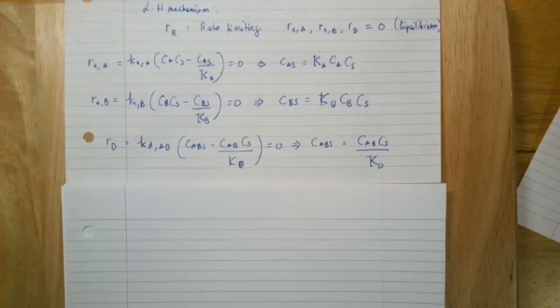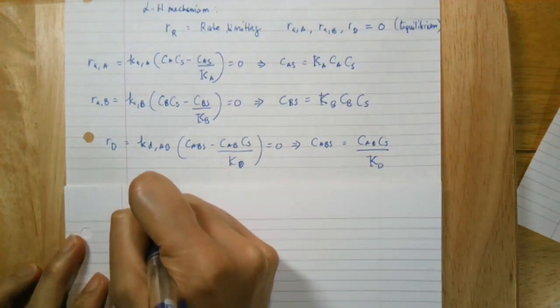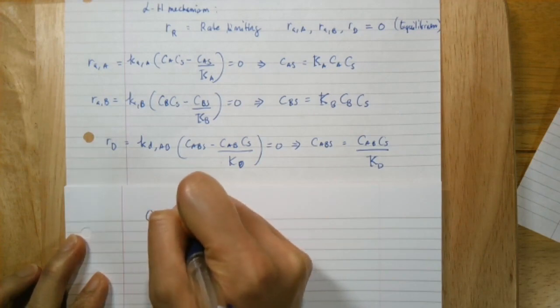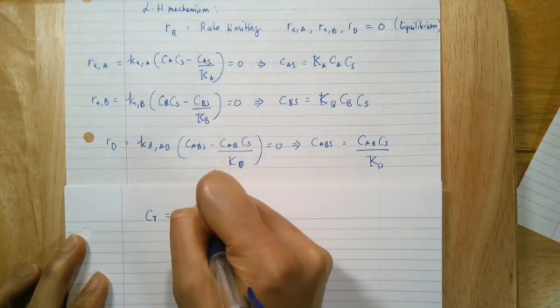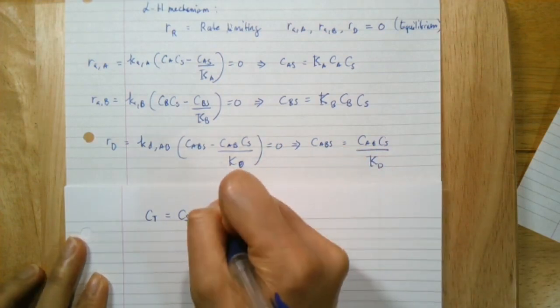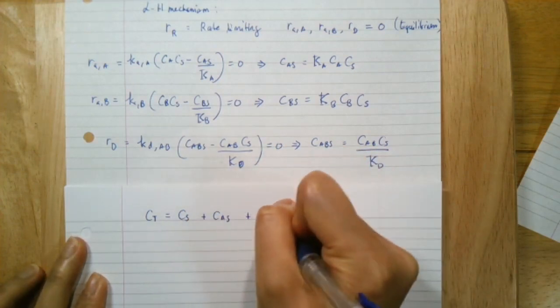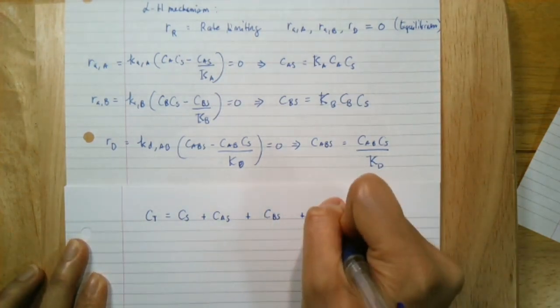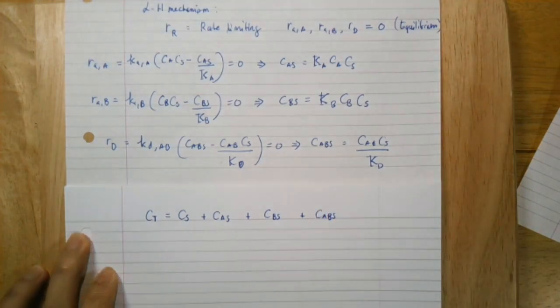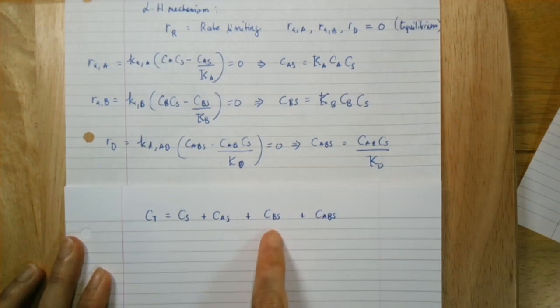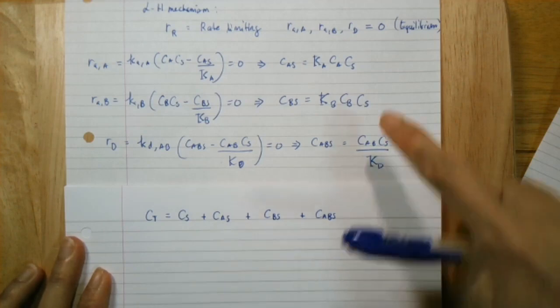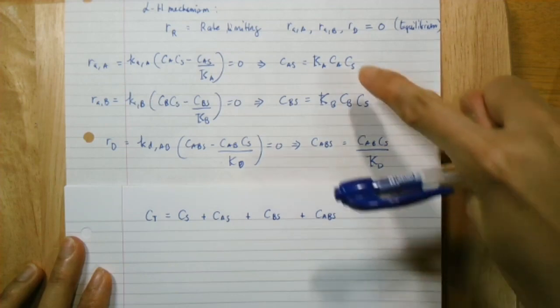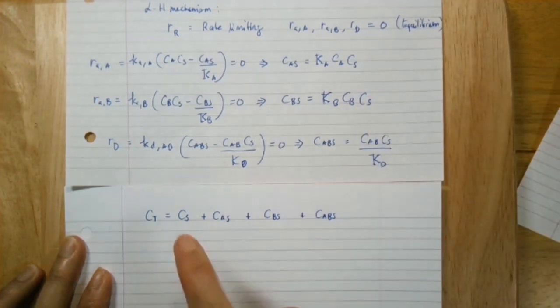Let's perform a site balance to get an expression relating CS and CT. The total number of sites, CT, is equal to the number of free sites, CS, plus the sites occupied by A, CAS, plus the sites occupied by B, CBS, plus the sites occupied by our products, AB. The surface concentrations, CAS, CBS, and CABS, are given by the expressions that we derived earlier, so we can substitute them into our equation.